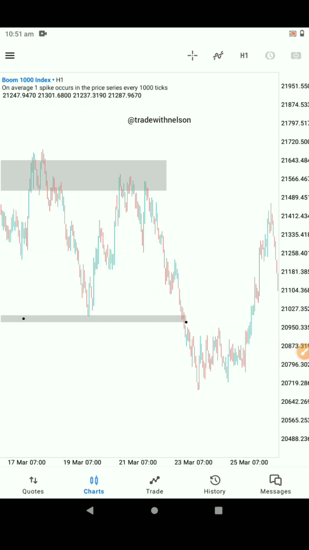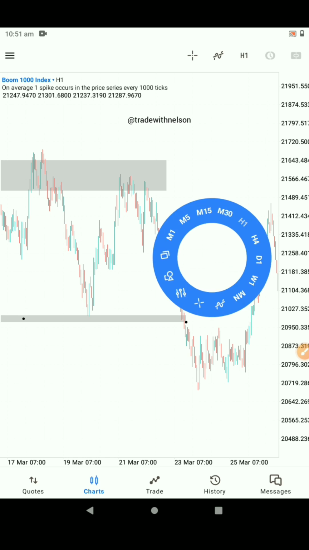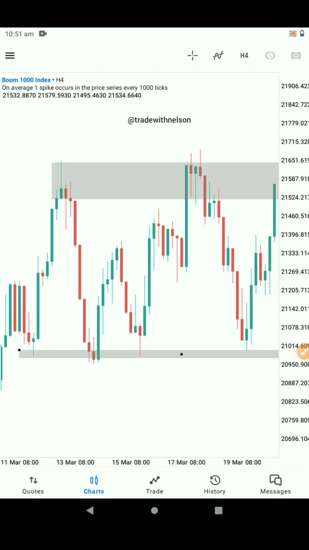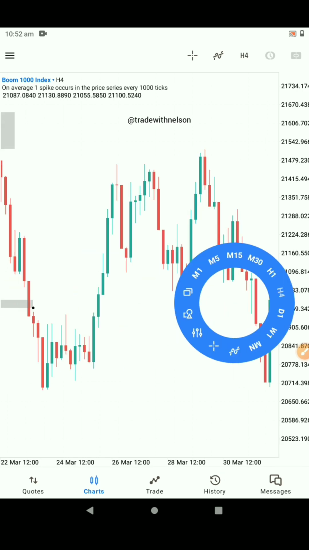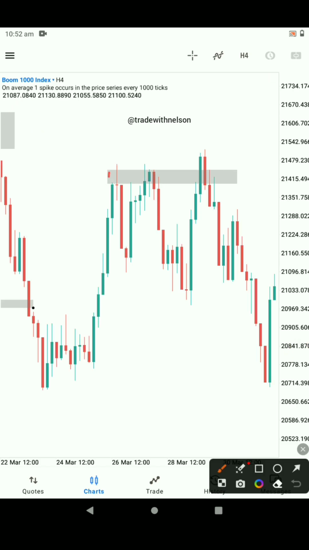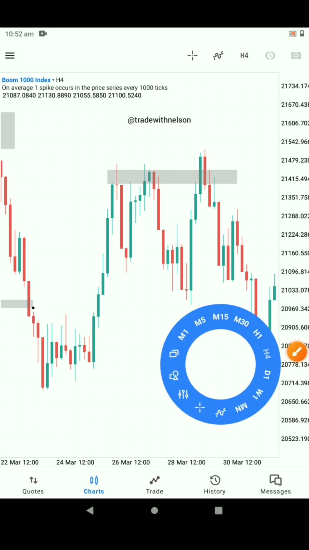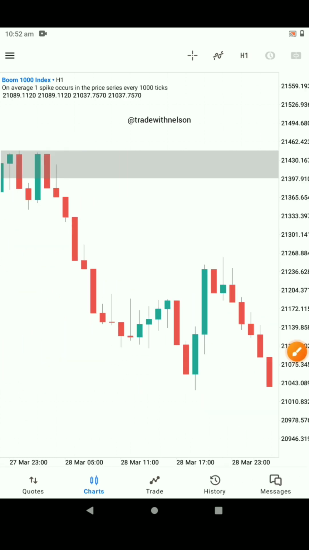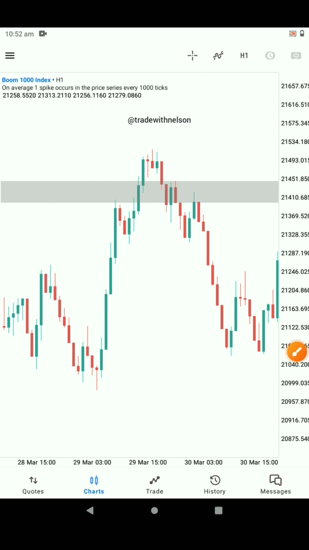So let me go to the 4 hour time frame and also show you one more example. So this is another one over here. Touches this level, and then this is the third touch. So if I go to my 1 hour time frame, so over here we have candle closes above.